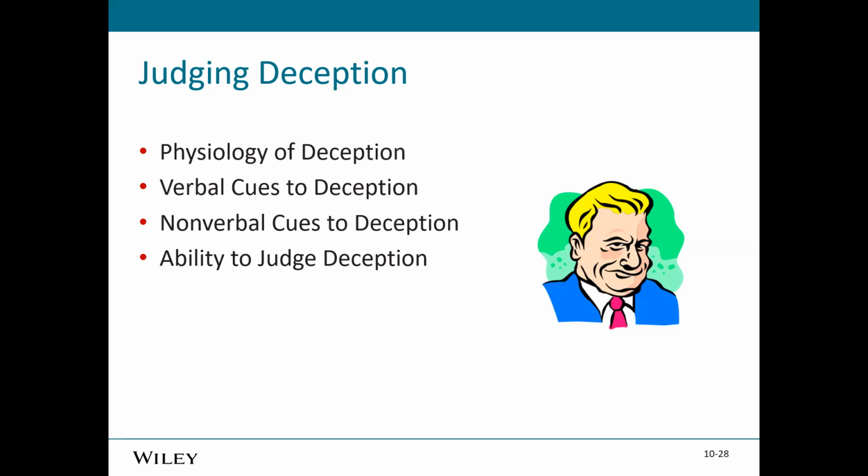This could be things that the interviewer can use based on the behavior and the physical environment that we have. Personal biases can play into this as well. So that's just some of the basics. What are some of the verbal cues to deception?